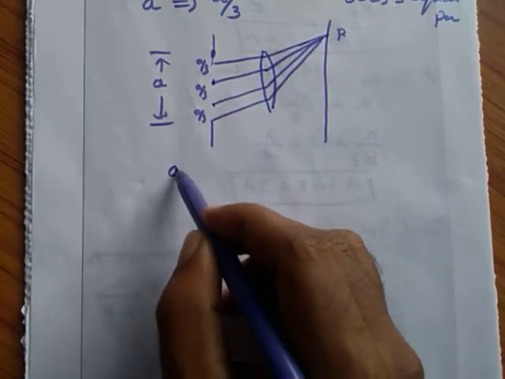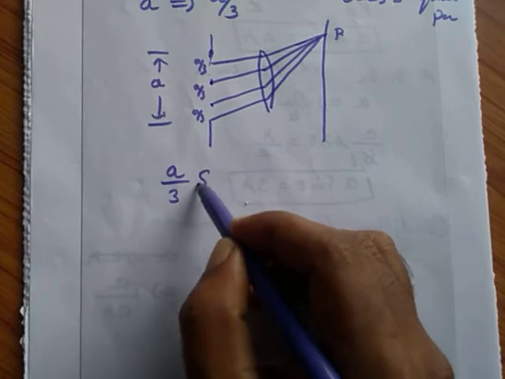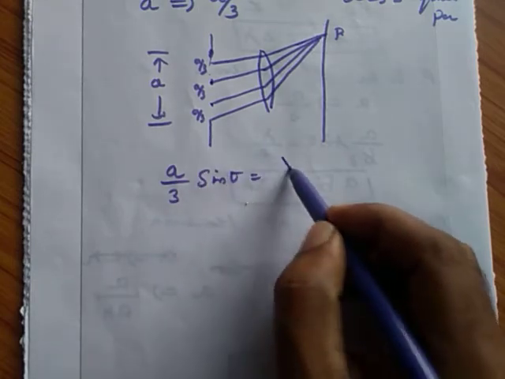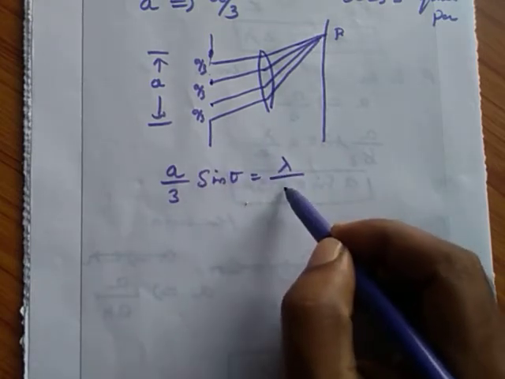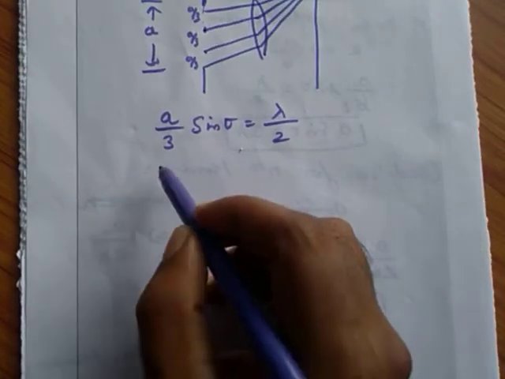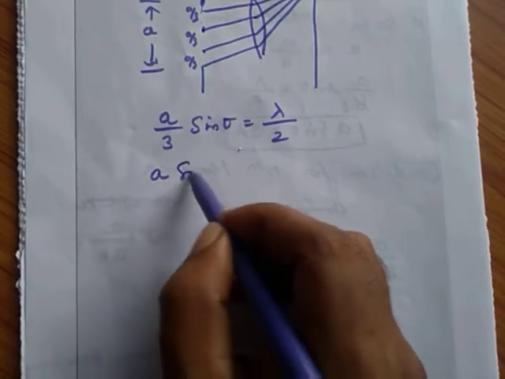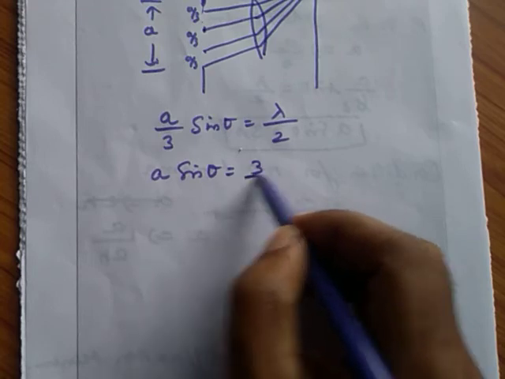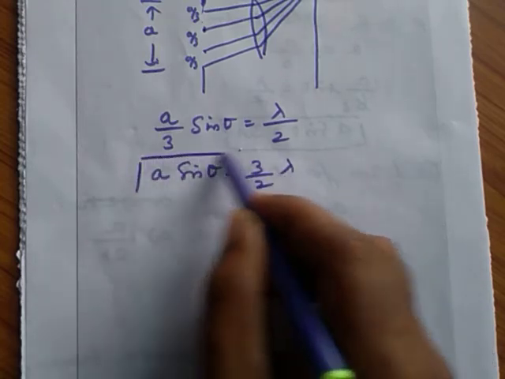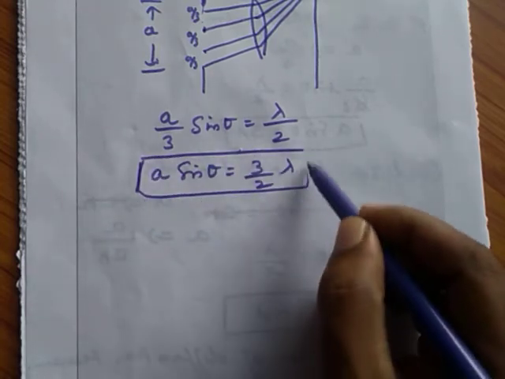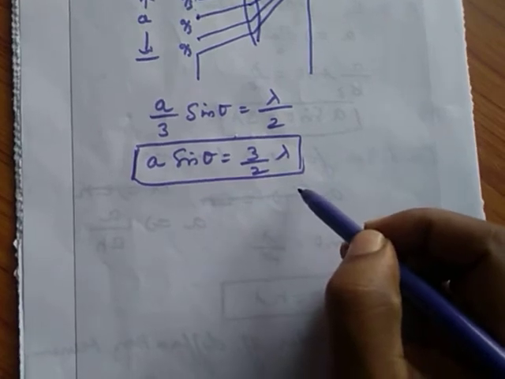Let me see for the first maxima. We know a by 3 sin theta is equal to the path difference, that is lambda by 2. Then after solving we get a sin theta is equal to 3 by 2 lambda. This is the condition for point P to be the first maxima.